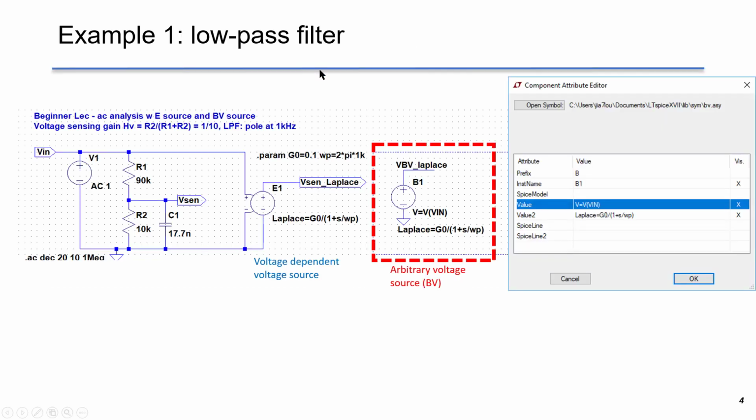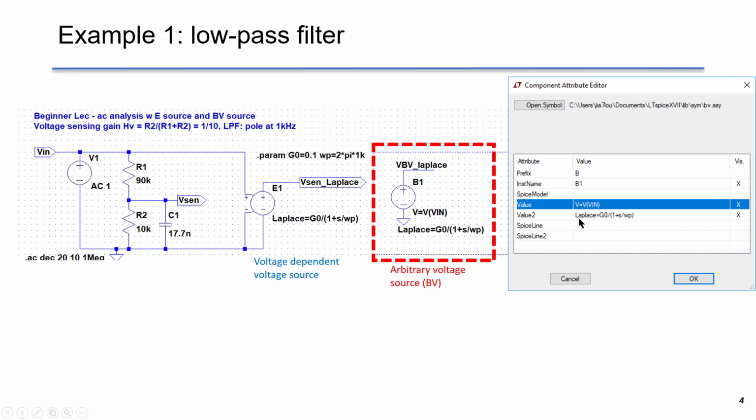This is the example we have studied as a low-pass filter. We have a low-pass filter made of a resistor and a capacitor, and in the middle we have a voltage-dependent voltage source to create a Laplace transform. In this lecture, we use arbitrary voltage source BV to create a Laplace transform over voltage. For example, in this case, we use the value V equals V of V in. So for this V in, we apply a Laplace transform.